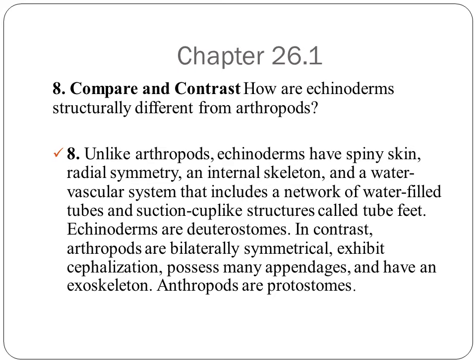Echinoderms are deuterostomes. In contrast, arthropods are bilaterally symmetrical, and they exhibit cephalization, possess many appendages, and have an exoskeleton. Arthropods are protostomes.